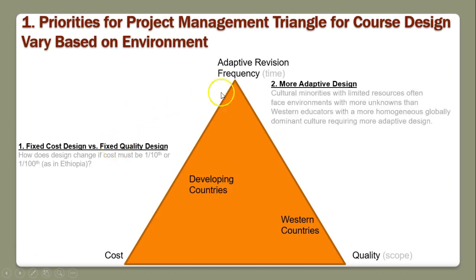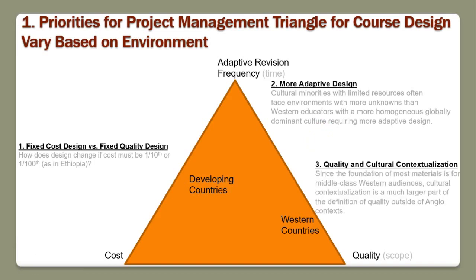Now, the other thing is on speed. I think there's an adaptation frequency and a more adaptive design. Cultural minorities with limited resources often face environments with more unknowns than Western educators. So part of what I'm going to get at is that you're going to have to adapt more when working in a cross-cultural setting. You can't always just follow the best practice.